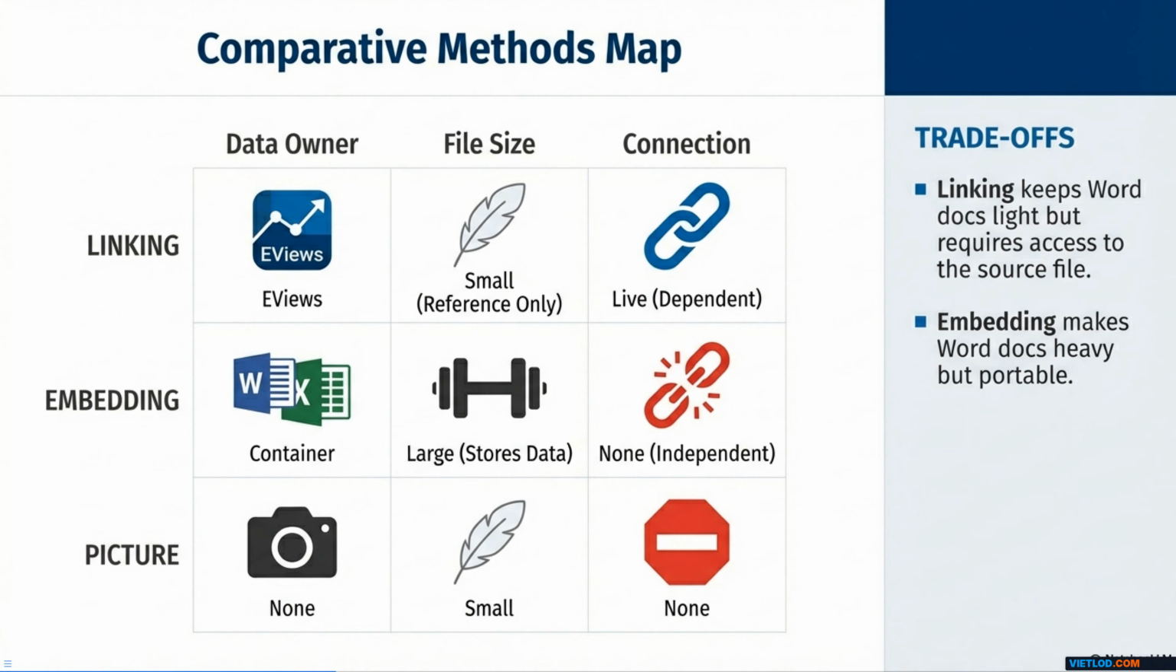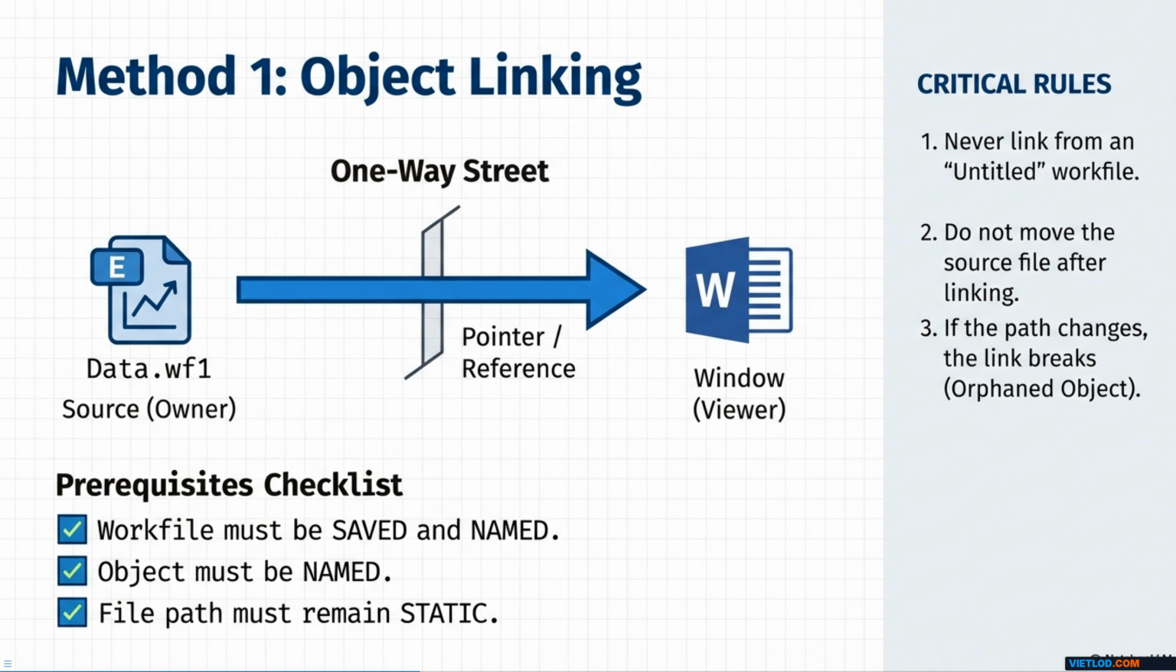When you link an object, the data owner is EViews. The link is just a reference, so it keeps the file size of your Word document very small. However, it creates a live, dependent connection, meaning you always need access to the source EViews file. With embedding, the container document, Word or Excel, becomes the data owner. It stores a full copy of the data, which makes the file size large. The key benefit is that the connection is broken. The document is independent and portable. Pasting as a picture means there is no data owner and no connection. The file size impact is small, but the object is completely static and uneditable.